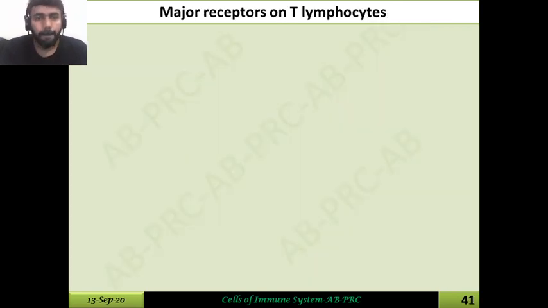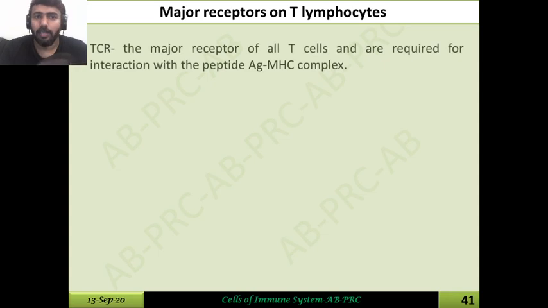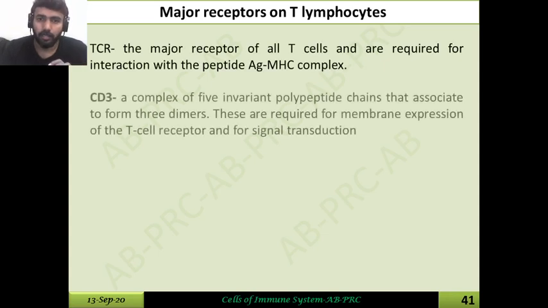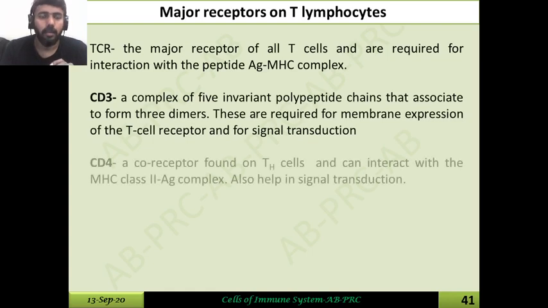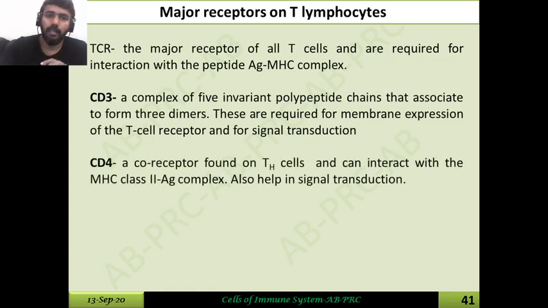So what are the other receptors in addition to the T cell receptor? What are the other receptors on the T cell? One is CD3. CD3 is an important receptor on the T cell. These are required for membrane expression of the T cell receptor and for signal transduction, just like the Ig alpha and Ig beta seen in B cells.